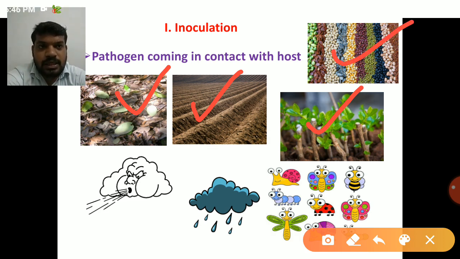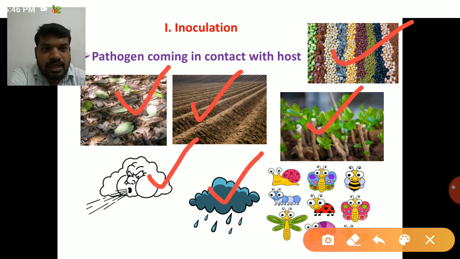So seeds are one of the important transmitting materials of disease. There are two types of seed-borne pathogens. First of all, externally seed-borne pathogens. So pathogens only present on the seed coat. They do not enter into the seeds. So the second one is internally seed-borne disease. It mainly infects the embryo or the internal tissues of seeds.